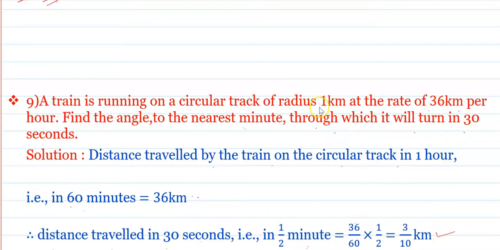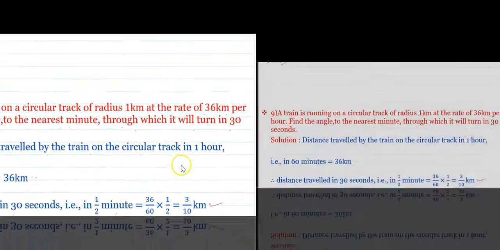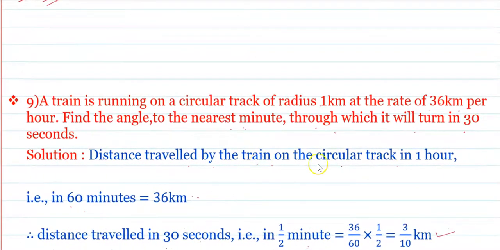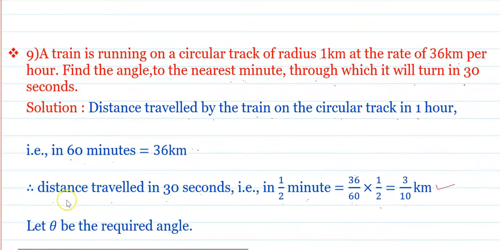We know also the radius of the circle, that particular track. Okay. That is 1 kilometer. And using this R and the length, that means S, we will find out the angle to the nearest minute. Okay. Now the solution. Distance traveled by the train on the track in 1 hour, that is in 60 minutes, is equal to 36 km. Okay. Distance traveled in 30 seconds, that is in 1 upon 2 minutes.